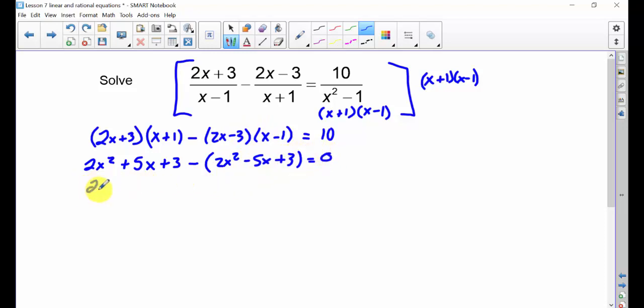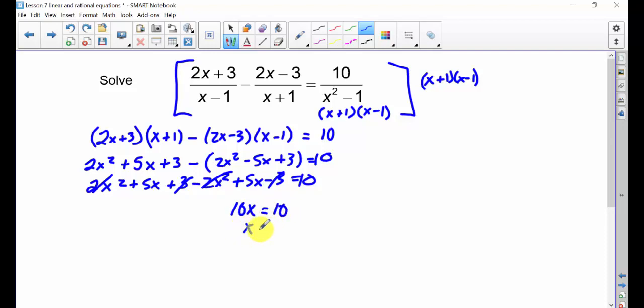I'll distribute that negative through. 2x squared plus 5x plus 3 minus 2x squared plus 5x minus 3 is equal to, or I'm sorry, equal to 10. Almost missed that. So we have the 2x squareds leaving us, the 3's leaving us. I have 10x is equal to 10, and x equals 1.